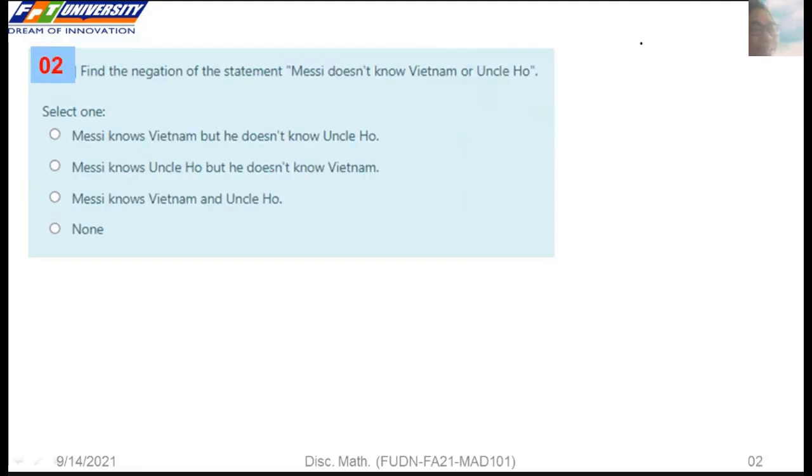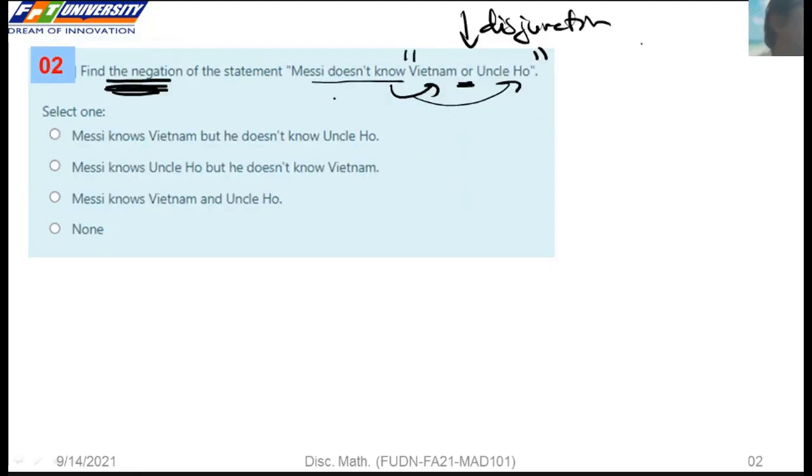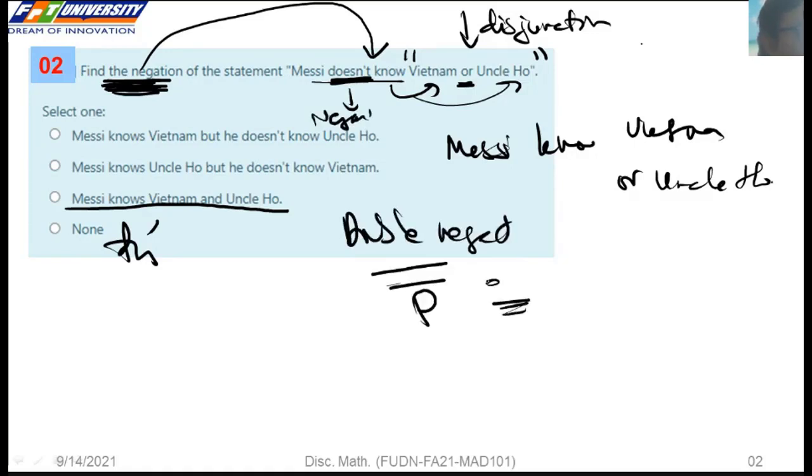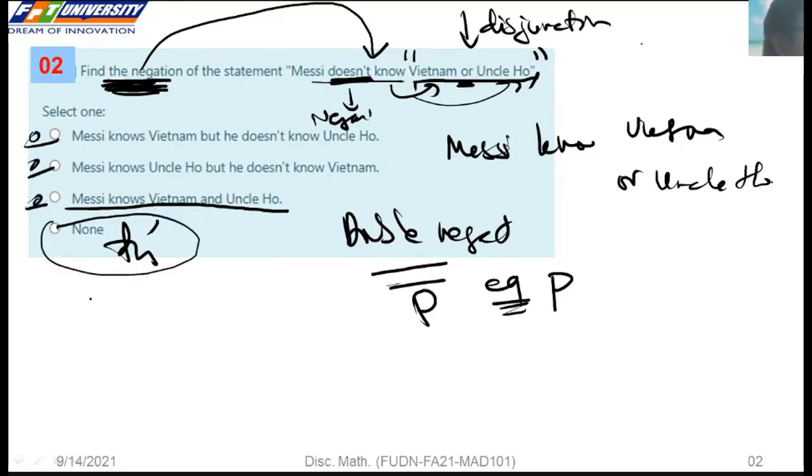So the next one. Find the negation of the statement. The negation of the statement "Messi doesn't like Vietnam"... I think it is "non", because for the negation we negate once more and keep the inside unchanged. We want to find the negation, but in the statement we already have a negation. So we have a double negation, equivalent to P. Messi, no, Vietnam, but no. So this is the correct answer.